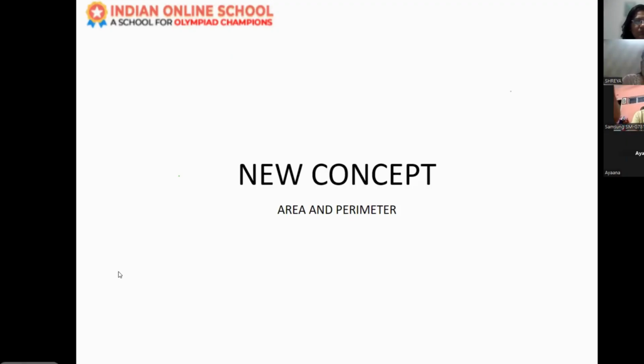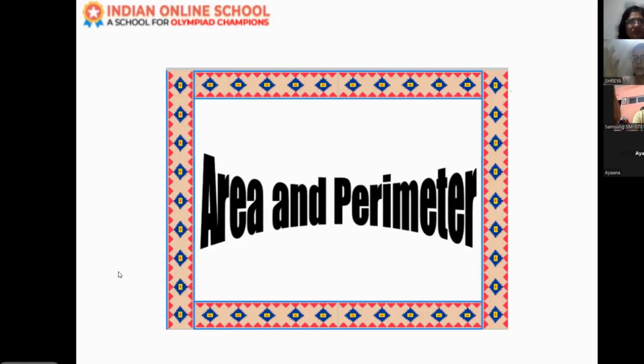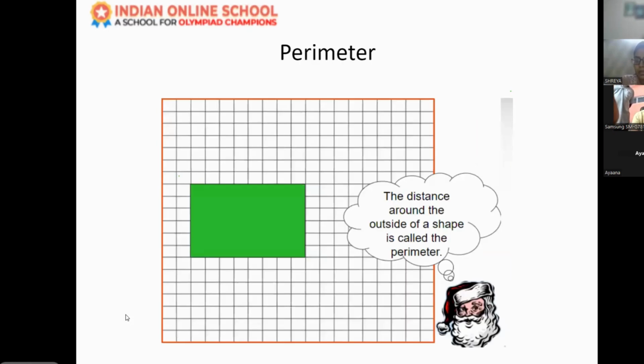The topic is very important to know. So what's area and perimeter? Anyone? What's area and perimeter? See, perimeter is actually the distance around the outside of a shape. Or in other terms, you can also say it's a total of the boundaries.